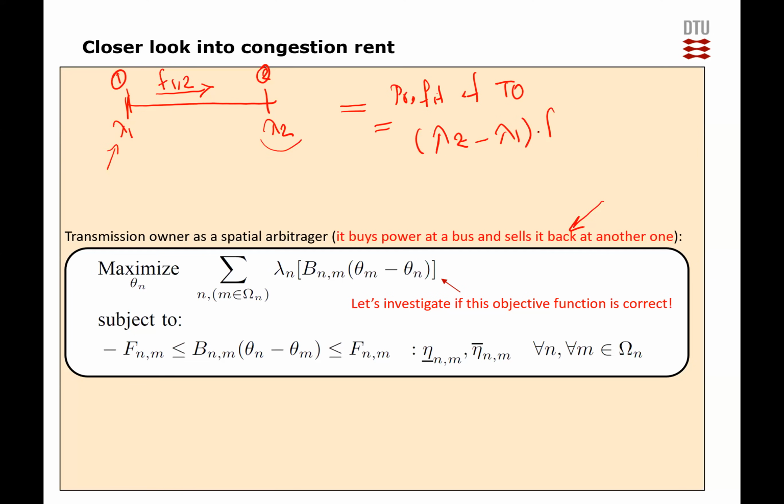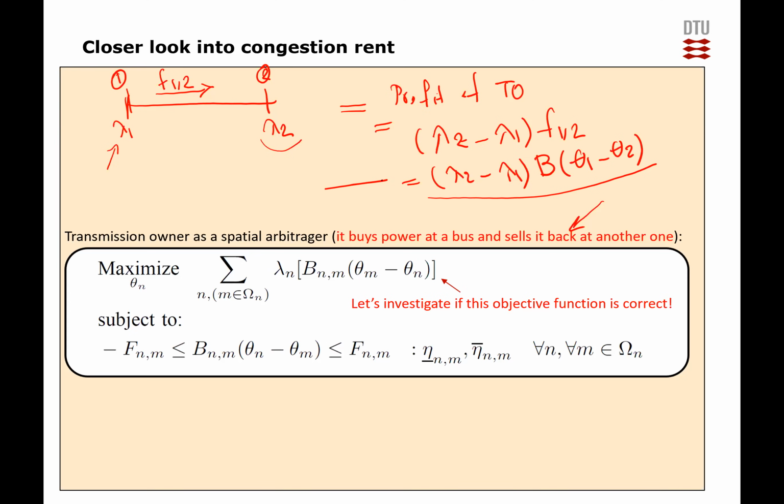minus lambda 1 times F12, which is equal to lambda 2 minus lambda 1. Remember, F is beta times theta 1 minus theta 2. Do you agree? If we have two buses, this is our profit.